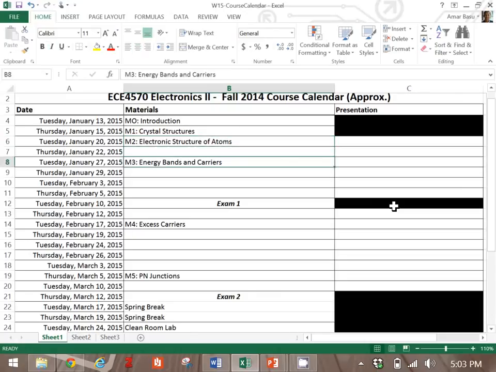In module 3, we'll talk about energy bands and carriers. So this is where we start talking about the fundamentals of semiconductor devices. We talk about what is a carrier. There are two types of carriers: electrons and holes. How do these carriers move about the semiconductor? So what is electricity? Electricity is moving charge, right? Electricity is simply moving charge.